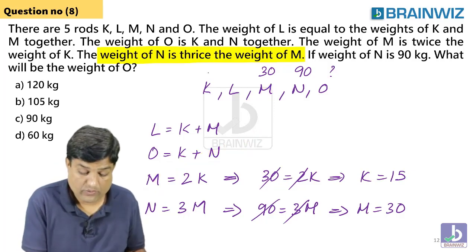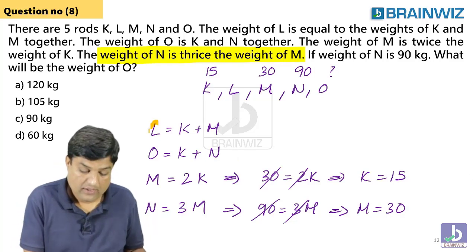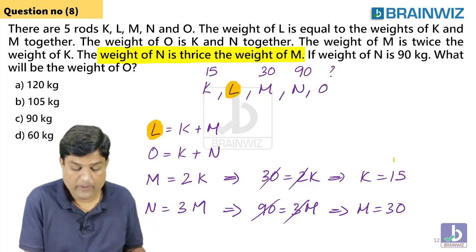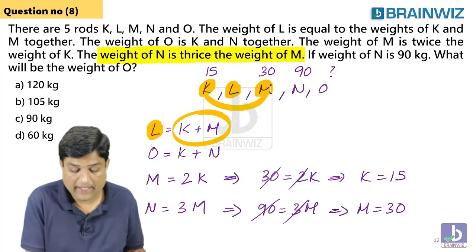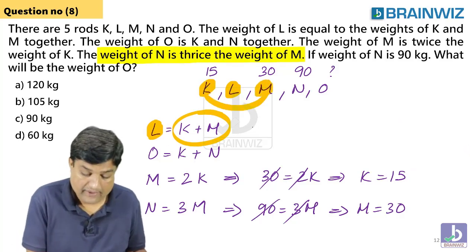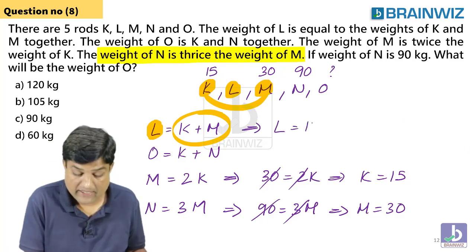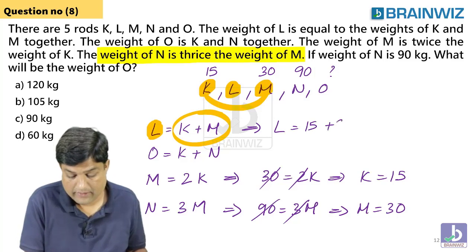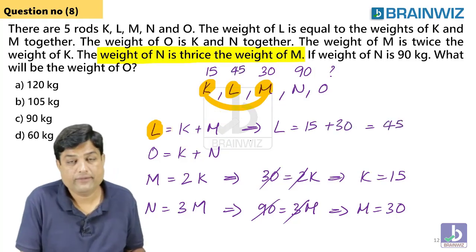So we can write down K value is 15. How to get the value of L? The value of L can be obtained by the sum of K and M. So K already I have in my hand and M also I have in my hand. So I can simply say that L value is K plus M, that is 15 plus 30, which seems to be 45. So I got L value, which is 45.